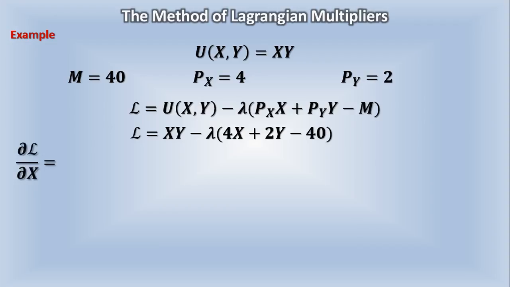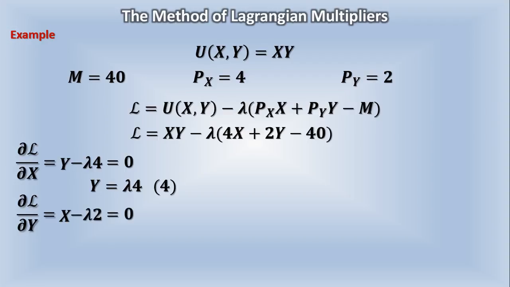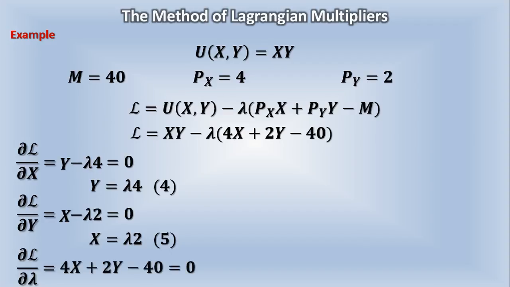Now we take the partial with respect to X. Derivative of this with respect to x is just y. And then we have minus lambda 4x. The derivative of this with respect to x is negative 4 lambda. Set that equal to 0. Then we can just move that to the right, so you have y equals 4 lambda. Partial with respect to y: the derivative of this with respect to y is x. The derivative of the term with respect to y in here is negative lambda 2y, so you have negative 2 lambda. Set that equal to 0. Move this to the right, set x equal to 2 lambda. And then, of course, we take the derivative with respect to lambda, which is our budget constraint there. Set that equal to 0.